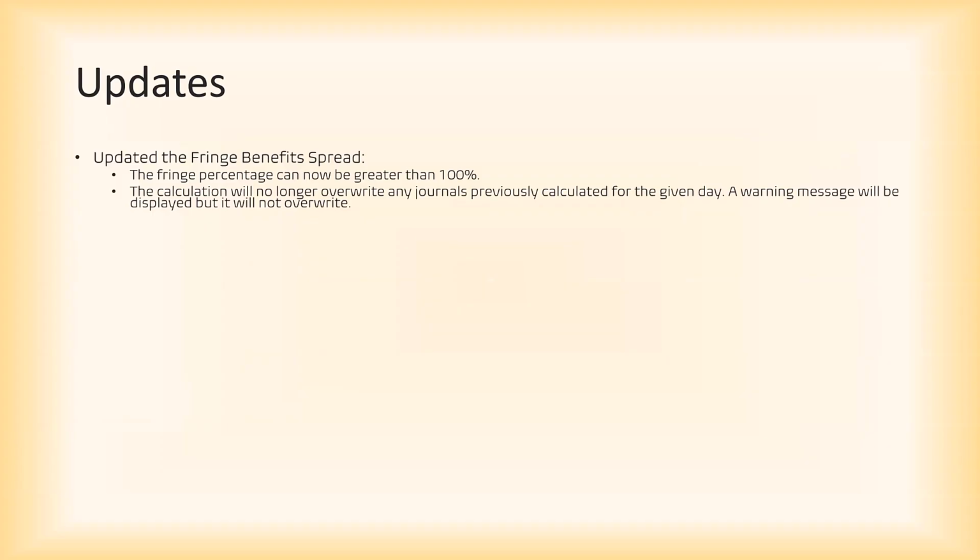We updated the fringe benefits spread. The fringe spread can now be greater than 100%. That was more of a bug we fixed. The other thing we changed was that the calculation will no longer overwrite any journals previously calculated. A warning message will be displayed, but it will not overwrite. So now you can use as many fringe journals as you want. Before, we had determined that you may only need one, but we were informed otherwise, and we made that correction.